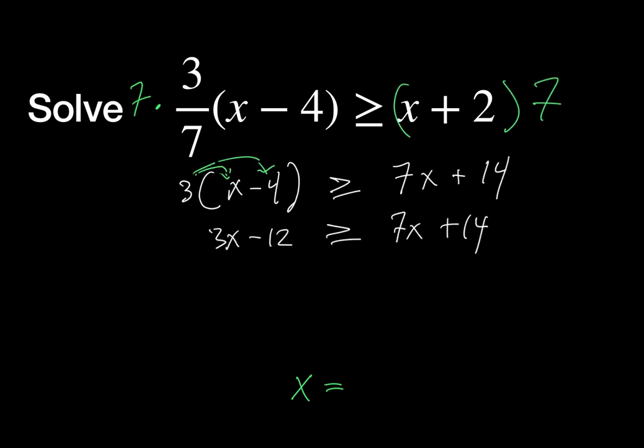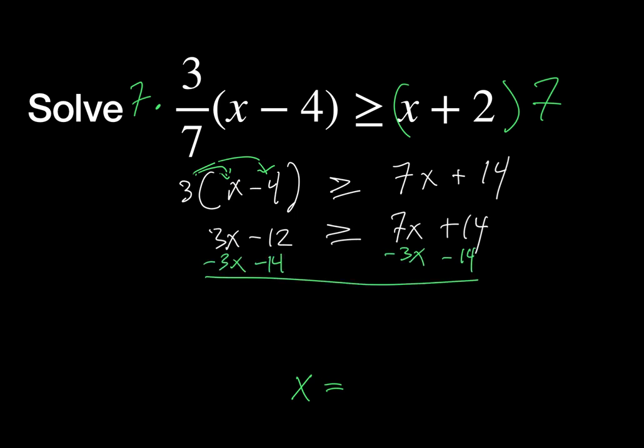And then I need to decide, where do I want to put all my x's? Habit for most people is to move their x's to the left and the numbers to the right, which is okay, except that I have more x's on the right side. So I'm going to actually prefer to move my x's to the right and my numbers to the left. So I'm going to subtract 3x from both sides, always both sides. And that'll move all my x's to the right side. And then I'm going to move my numbers to the left side.